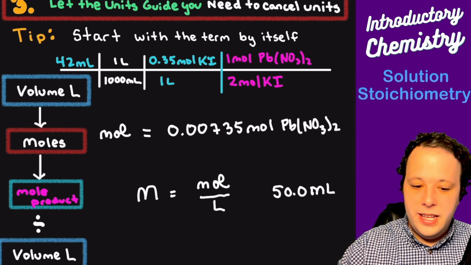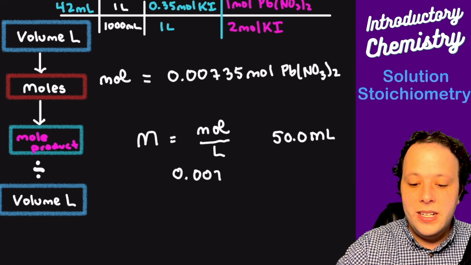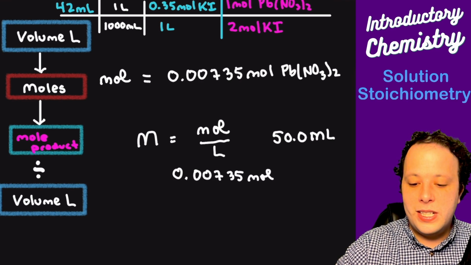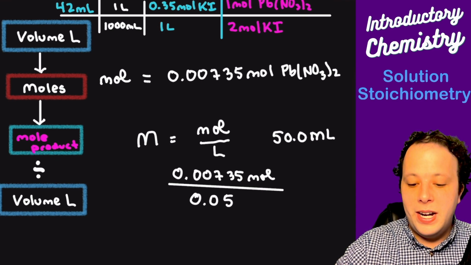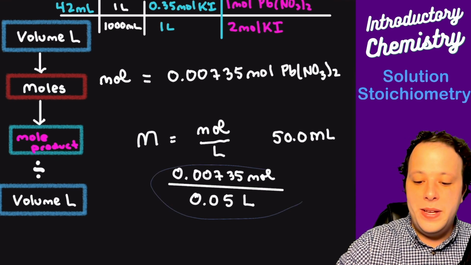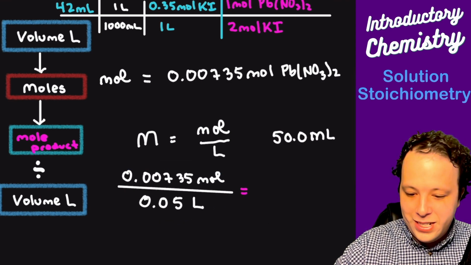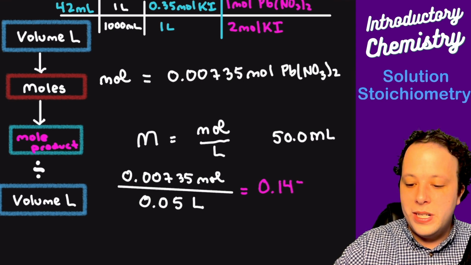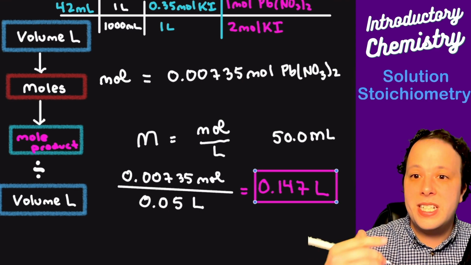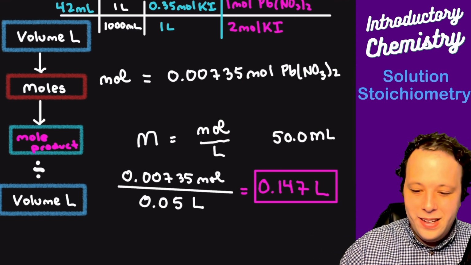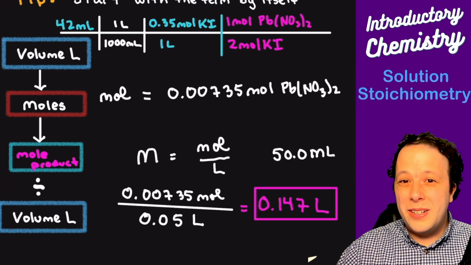Then we're going to take that number and divide it by 50 milliliters converted to liters. So it's going to be 0.00735 divided by 0.05 liters. That 50 mLs gets converted. Once we solve that, what we'll get for our final answer is 0.147, and we have 3 sig figs because we started with 3 sig figs. And that's how you would solve this, going through your entire process.